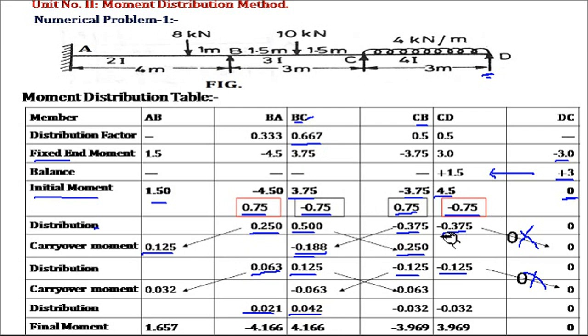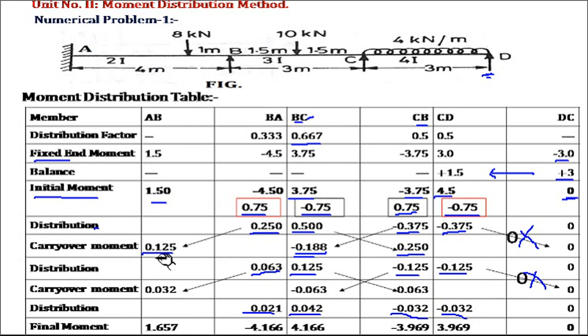Okay. Now here the moment comes to be 0.063, so the correcting moment will be minus 0.063, opposite of this. Now the component of correcting moment for members CB and CD will be minus 0.063 multiplied by 0.5. The values are minus 0.032. Here also the value is the same because the distribution factor is the same. Okay. Next step is to find out the moment.